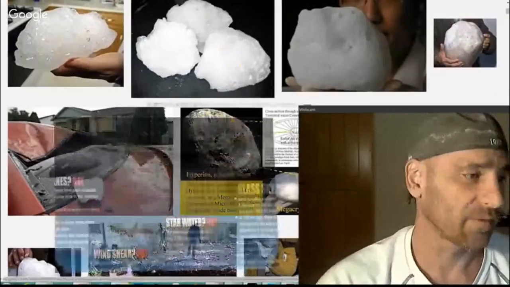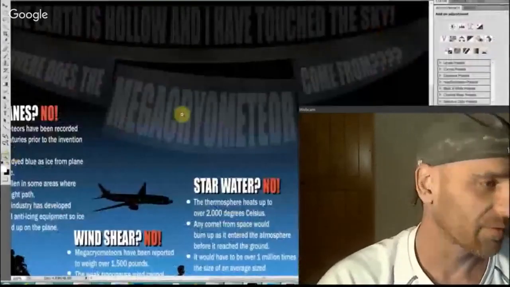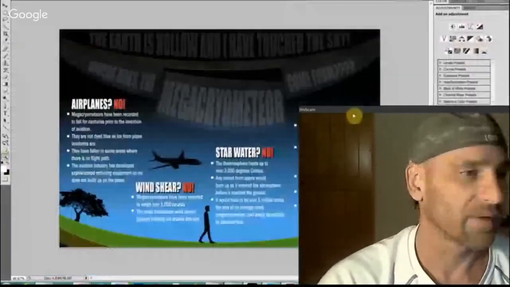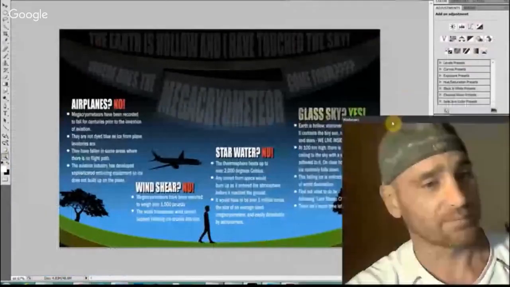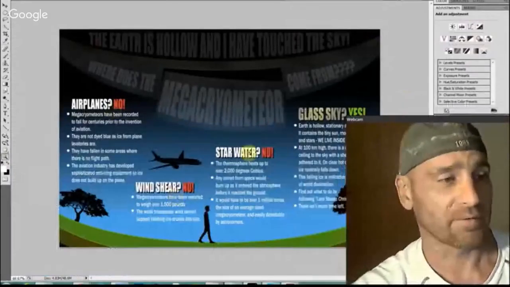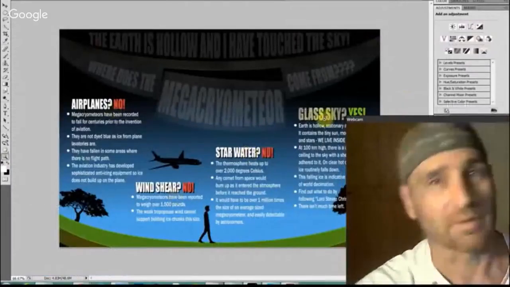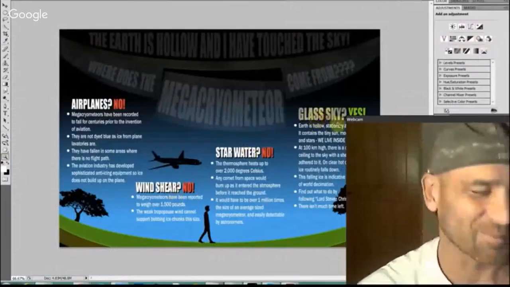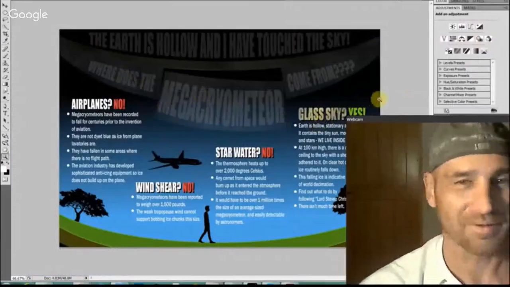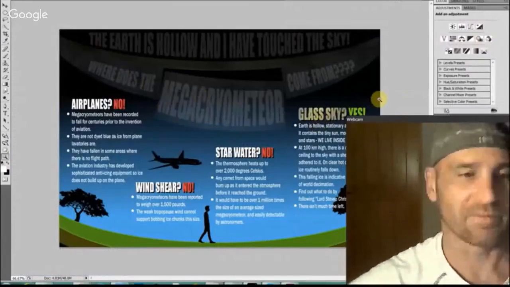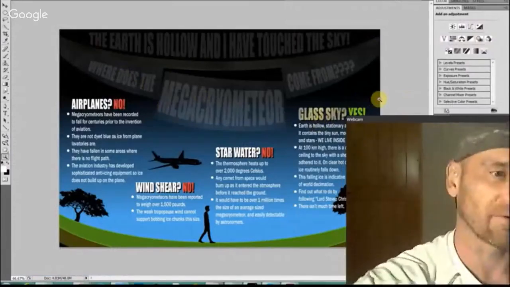So there's my little graphic I had made a long time ago. Okay, guys, it doesn't come from airplanes, doesn't come from last night. I sound like a broken record, I'm sorry, but I'm just trying to help you guys understand. And for me too, it's a process to comprehend what's going on.